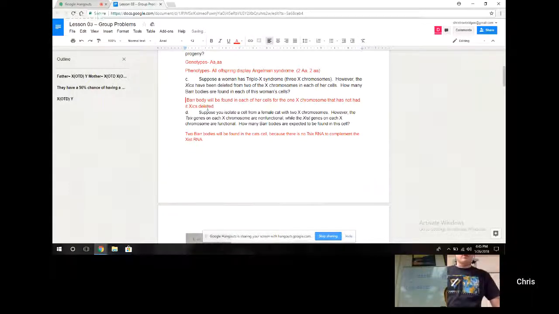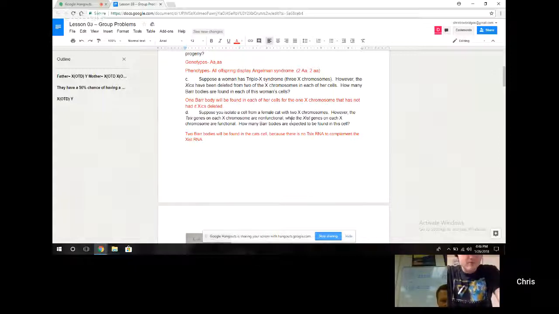Yeah, wait, you're good. 1 bar body, right? Yeah, I think it's 1. When one's deleted, they only have 1. Yeah. So there's only 1 bar body because the 2 other XIST would be deleted, which would cancel out her other 2 X chromosomes, but 1 of them would still be there. For that, I just basically looked through the PowerPoint and reviewed one of the videos talking about this. So it's pretty self-explanatory. I didn't have to work anything out.